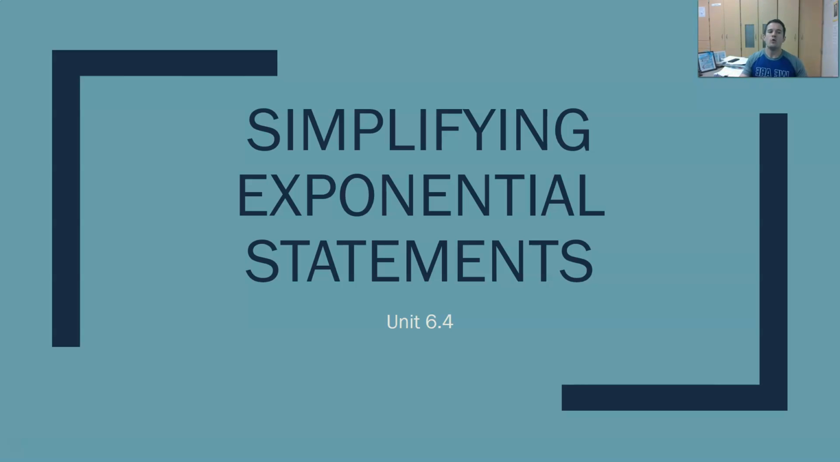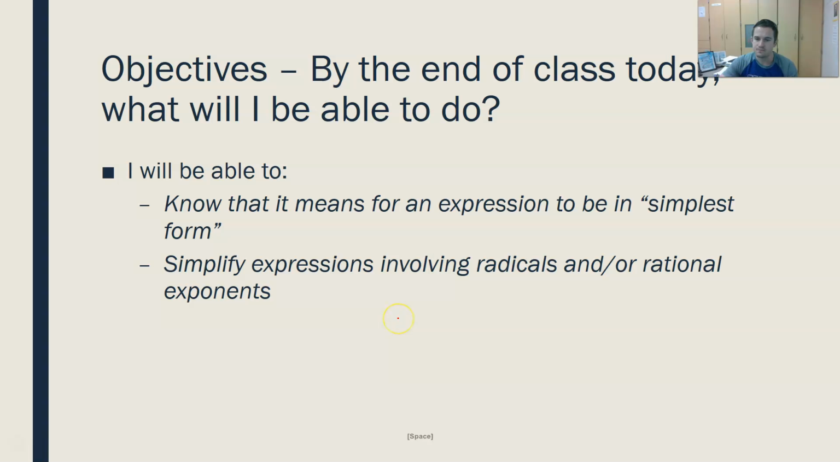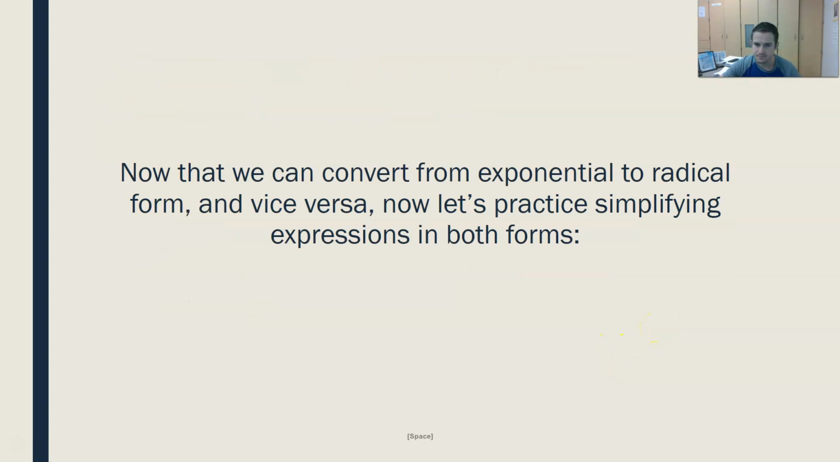So today, we're going to extend that just a little bit and talk about simplifying these different kinds of exponential statements. By the end of this lesson, this is what you will be able to do. Know what it means for an expression to be in simplest form. When I say that, you'll know what that means. And then you'll be able to simplify expressions involving radicals and or rational exponents. Again, rational exponents meaning fraction exponents, when I have exponents that are fractions.